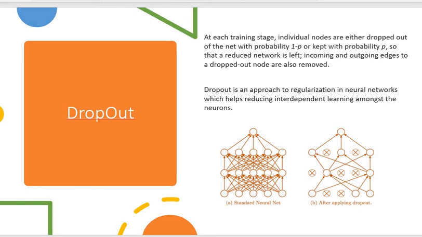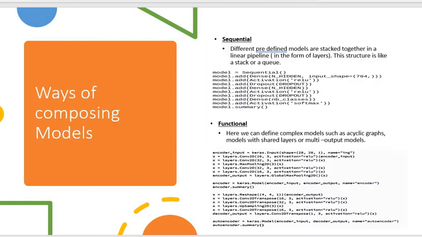So now I'll just give a little bit of background on how Keras works. If I talk about the core architecture of Keras, it helps us to organize and design the layers. There are two ways of composing the models: Sequential and Functional are two ways to build Keras models.